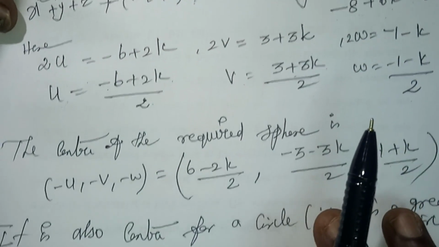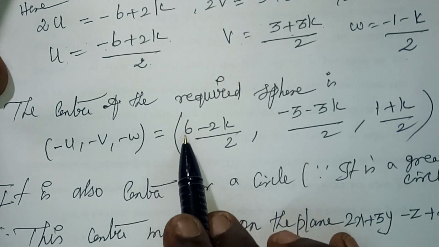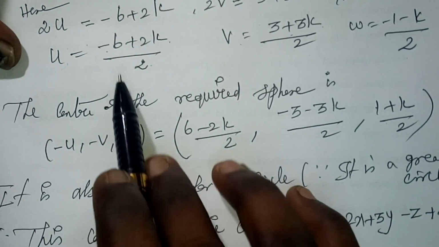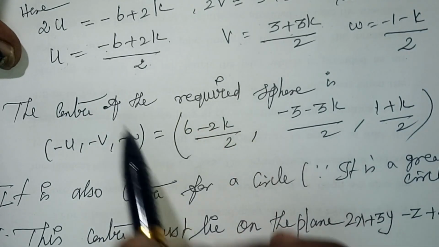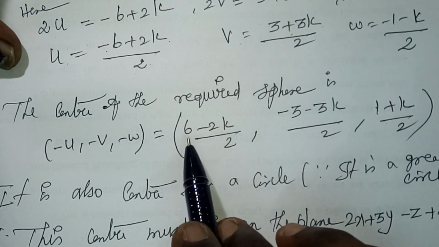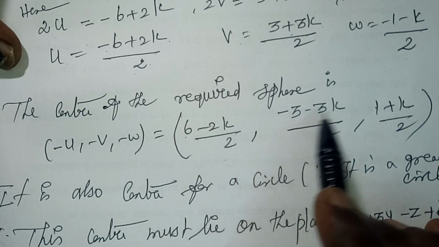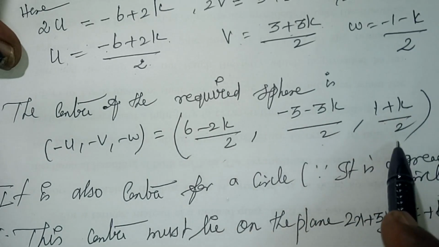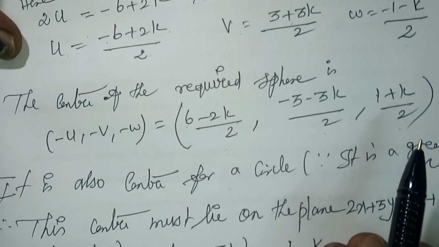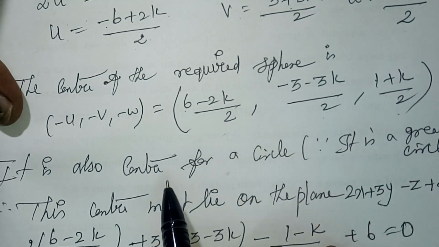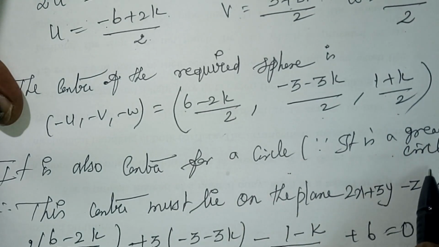Now I am going to find the center of the required sphere, minus u, minus v, minus w. So minus, minus 6 plus 2k divided by 2, so minus 6 becomes plus 6, that is 6 minus 2k divided by 2, like that minus 3 minus 3k divided by 2, and 1 plus k divided by 2. This is our required center of the sphere. It is also the center of the circle because it is a great circle.